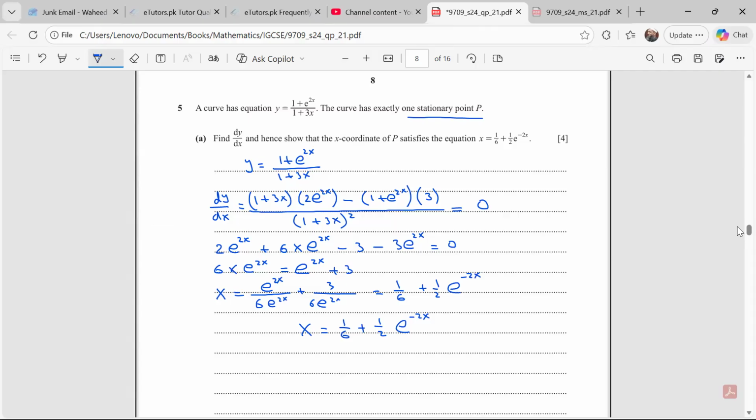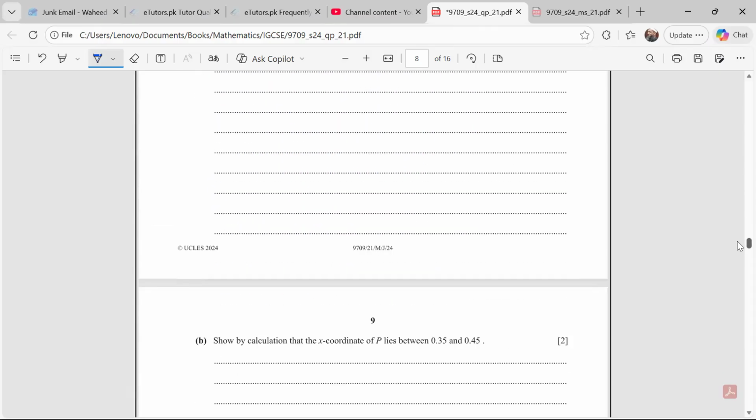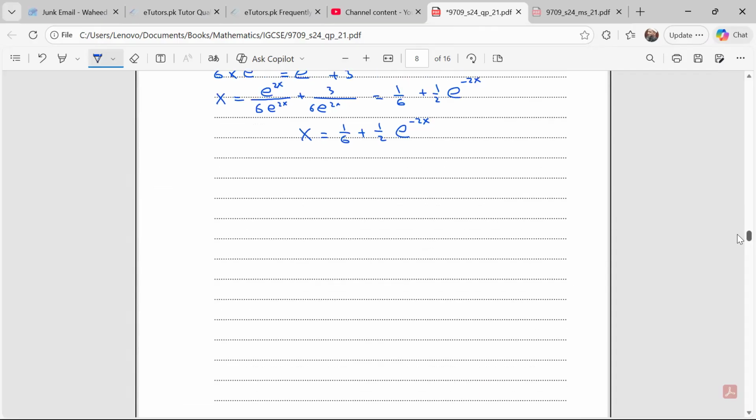So we just prove this point. Okay, now the next question is a little bit more involved. Show by calculation that the x coordinate of P lies between this and this. You see, this is not easy to solve. This equation is not easy to solve. Let me show you graphically what is meant by this equation.